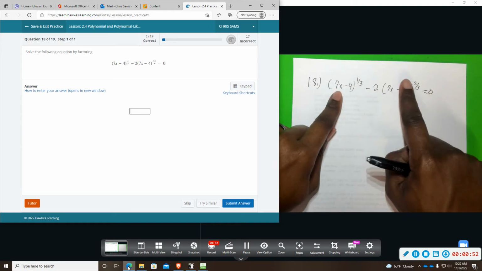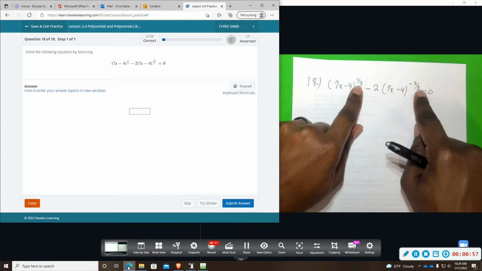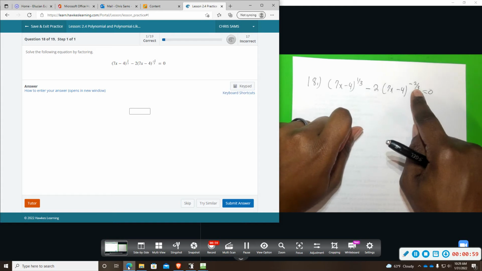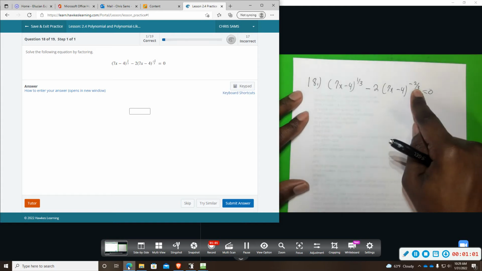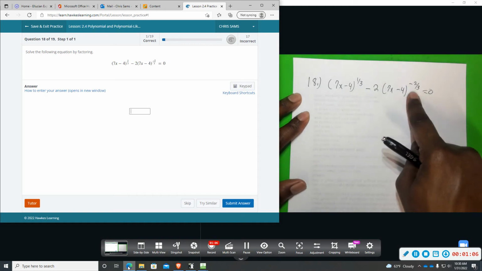The main thing to notice is that these two terms are the same. We're going to be factoring that out. We're going to factor the smallest exponent. So negative 2/3 is the smallest. Whenever you factor exponents, you're actually subtracting. So we're going to be subtracting from that, and I'm going to write the end result.